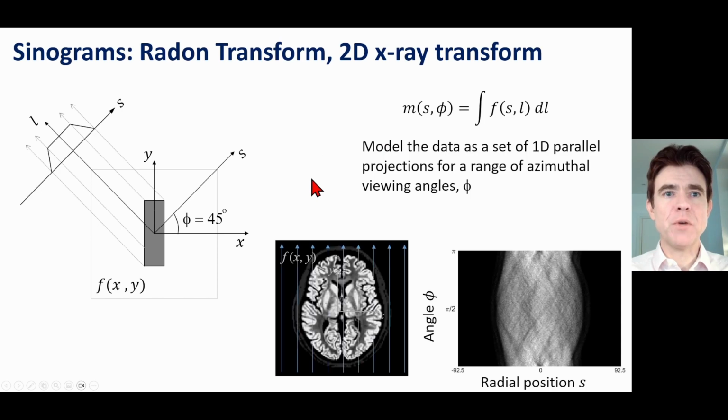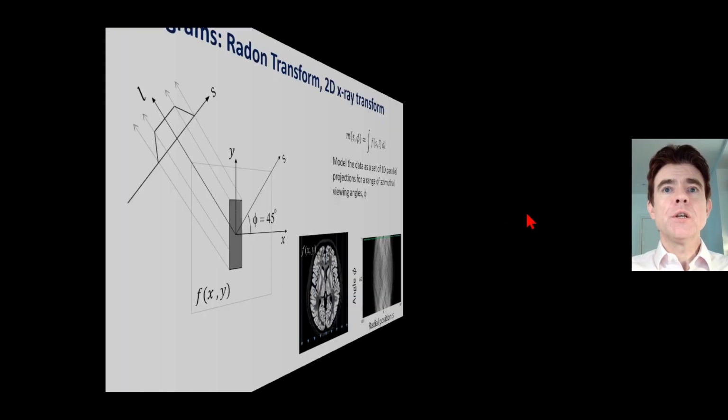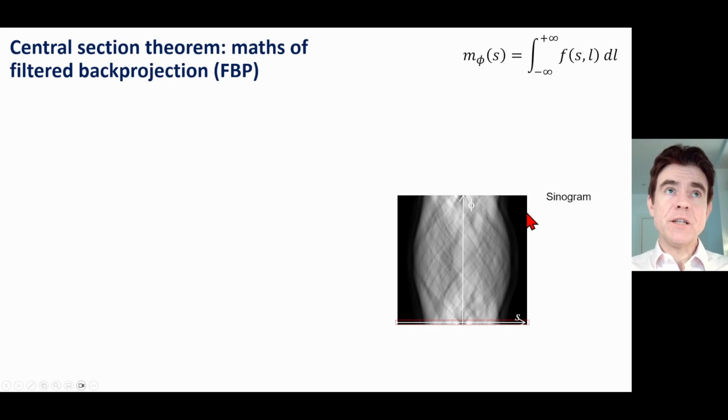So just to depict that again, just showing that I can do a set of line integrals in order to predict, to model what the sinogram would look like for a given function f of x and y. So now we're going to get into how we go about reconstructing f when what we have is a sinogram m.